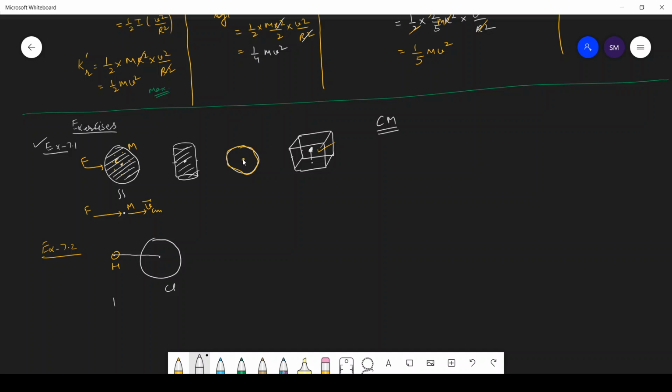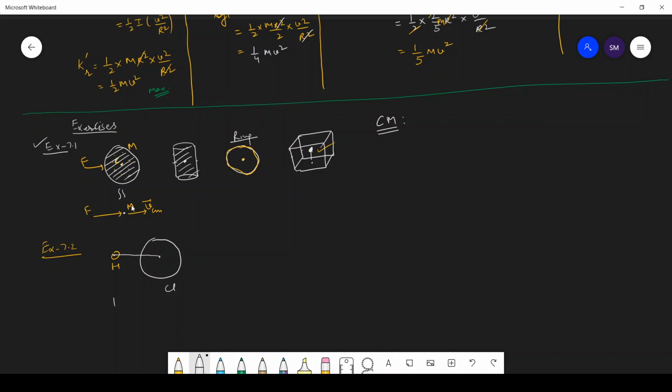So this is your body, and in the case of a ring, this center of mass does not lie on the body. So the answer is no. Center of mass is the point where we assume that the whole mass is concentrated. In the case of a sphere, these two things are equivalent. If the force is acting at the point C, where the whole mass of the body is concentrated, and we study the motion of this center of mass, this point.